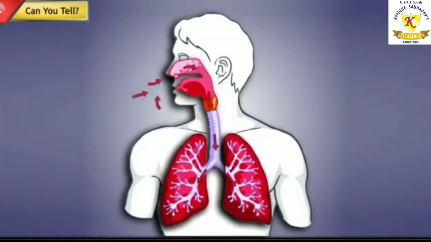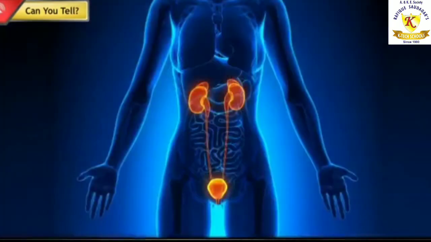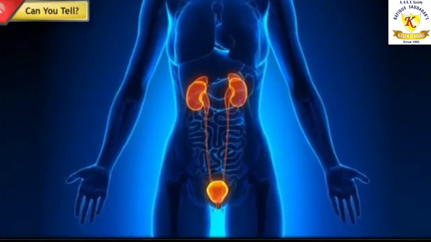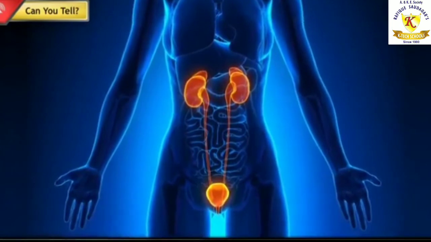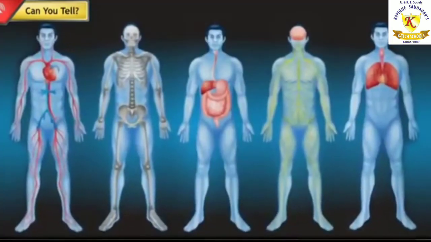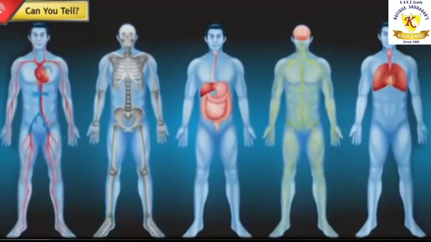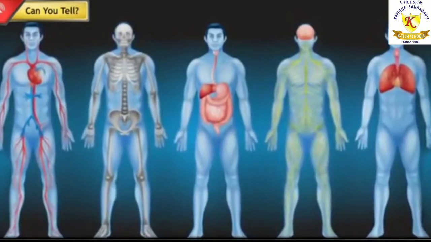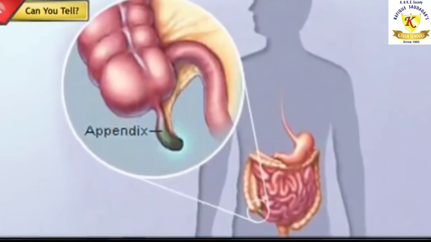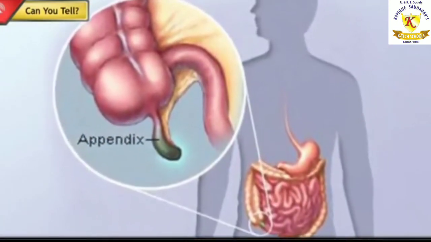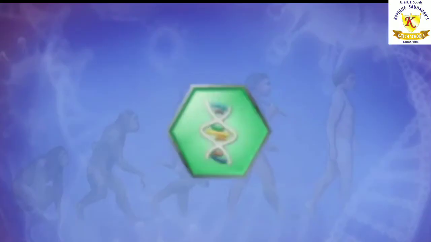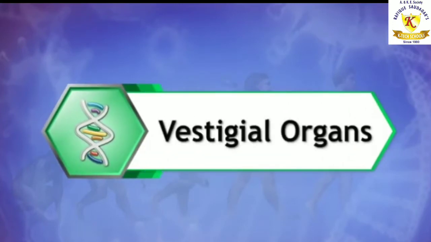Lungs perform respiration. Kidneys filter out nitrogenous waste products from the blood. In this way, each organ performs its own function. Only few organs such as appendix do not perform any function. Understood children? The next one is vestigial organs.